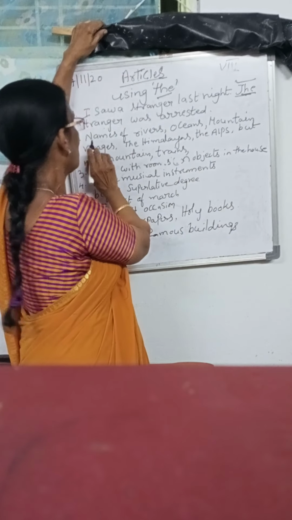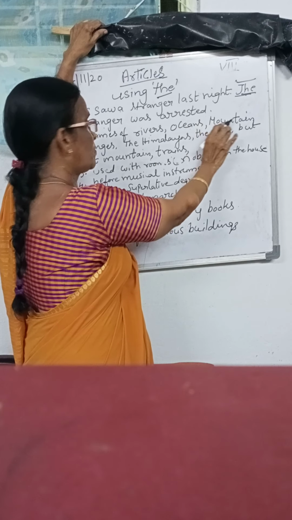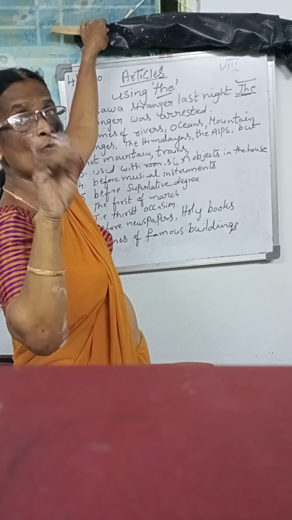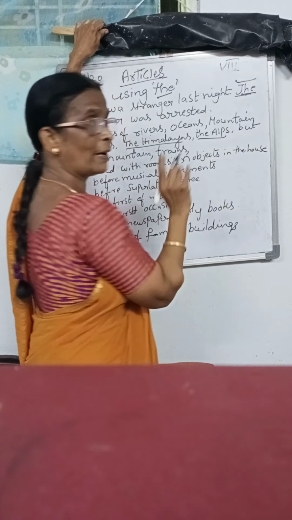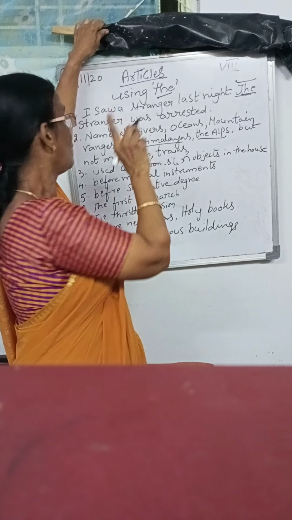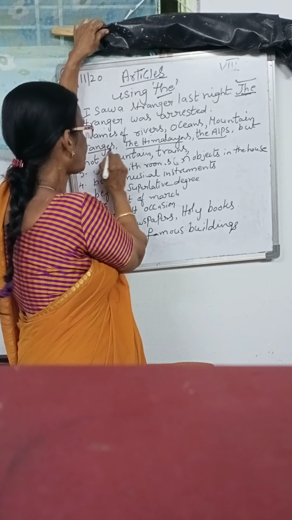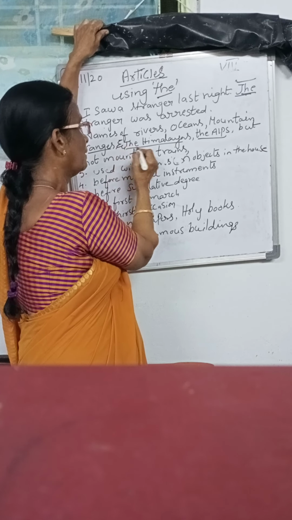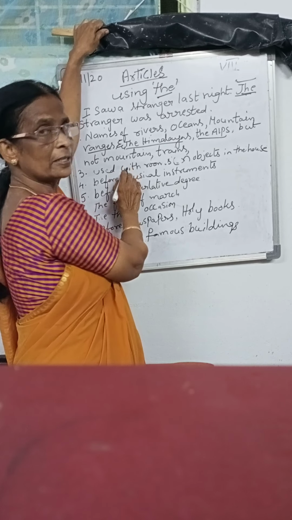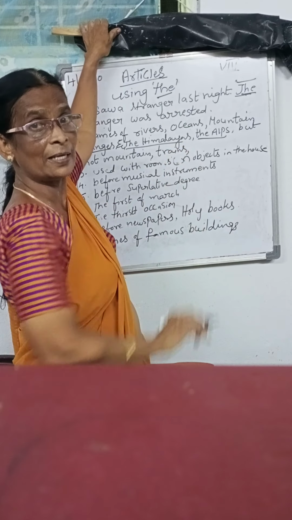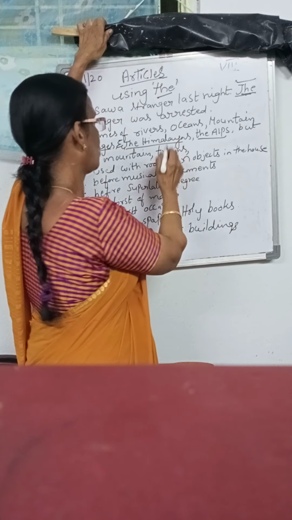Okay, ma? And second one, names of rivers, names of oceans, names of mountain ranges, not single mountains. For example, the Himalayas, the Alps, but not "the mountains". Before rivers, oceans and mountain ranges, we use "the". Before trains, the Janashatabdi. So before trains also we have to use "the".